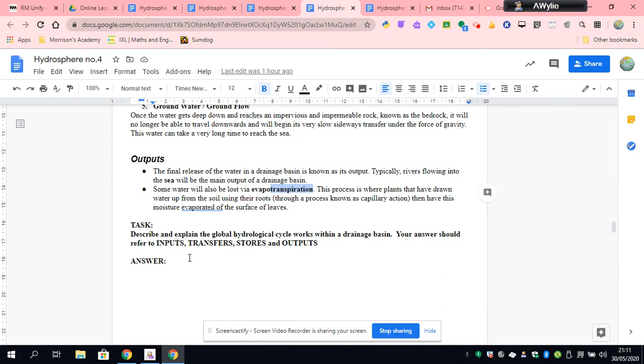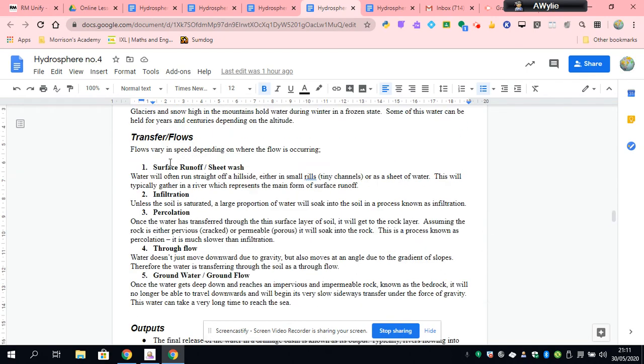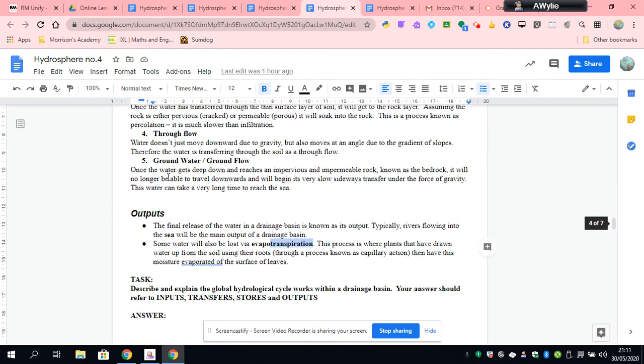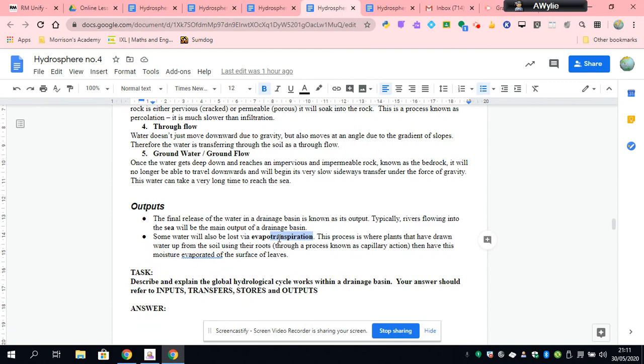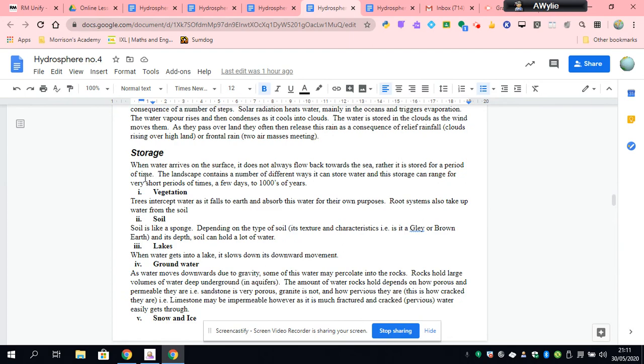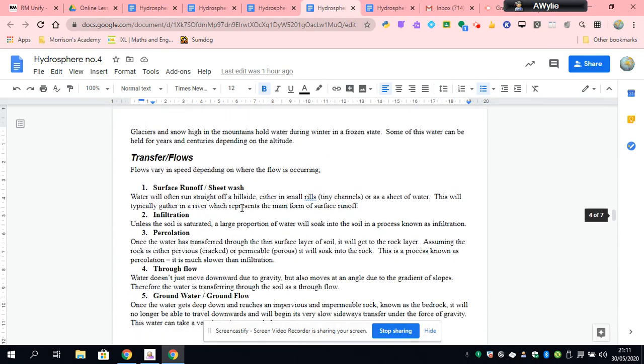Now, what you need to do is either listen back to my verbal descriptions and type them up, or pick out the key bits of information that tell the story of water moving through a drainage basin from the moment it arrives as an input, that's rainfall, or precipitation is the technical name, to the moment it exits the system, which is either transpiration or just flowing into the sea. And obviously the two main areas you're going to talk about are the storage areas and the transfer and flow areas.